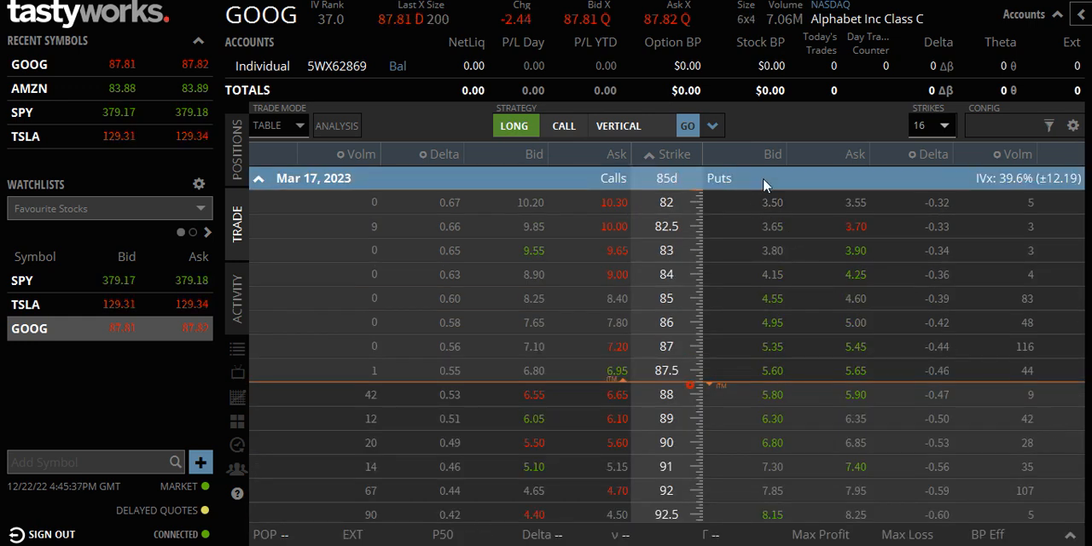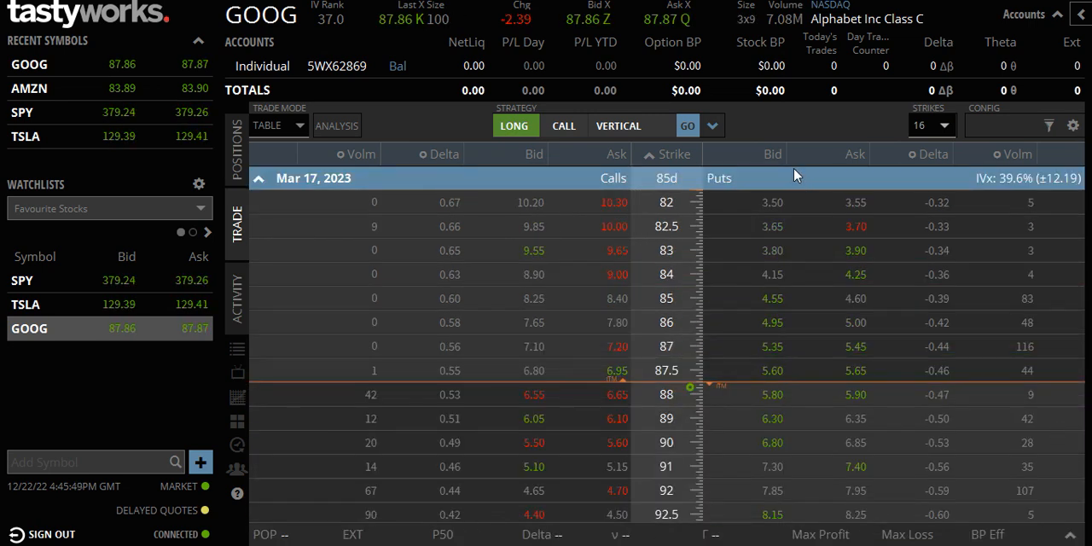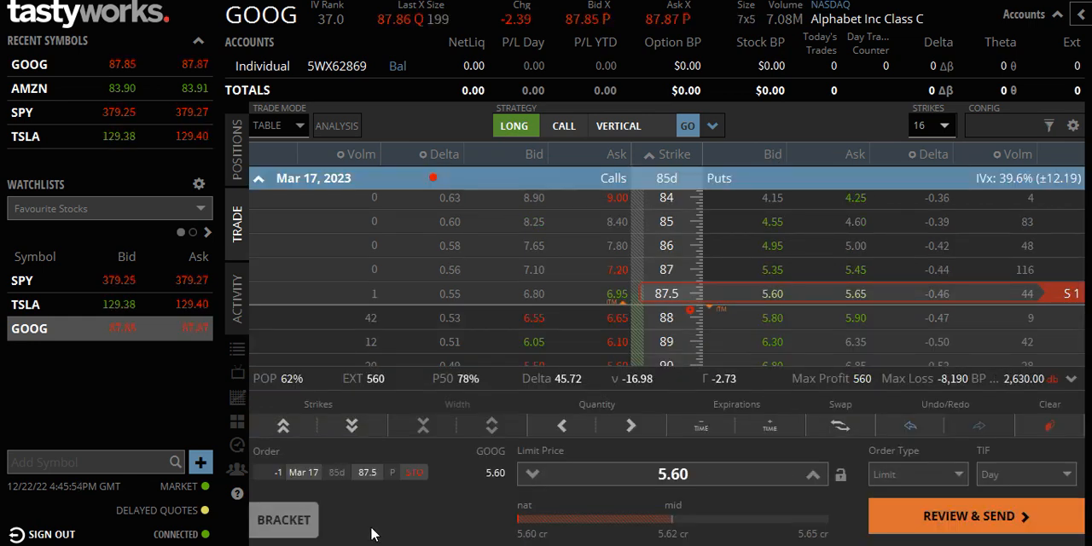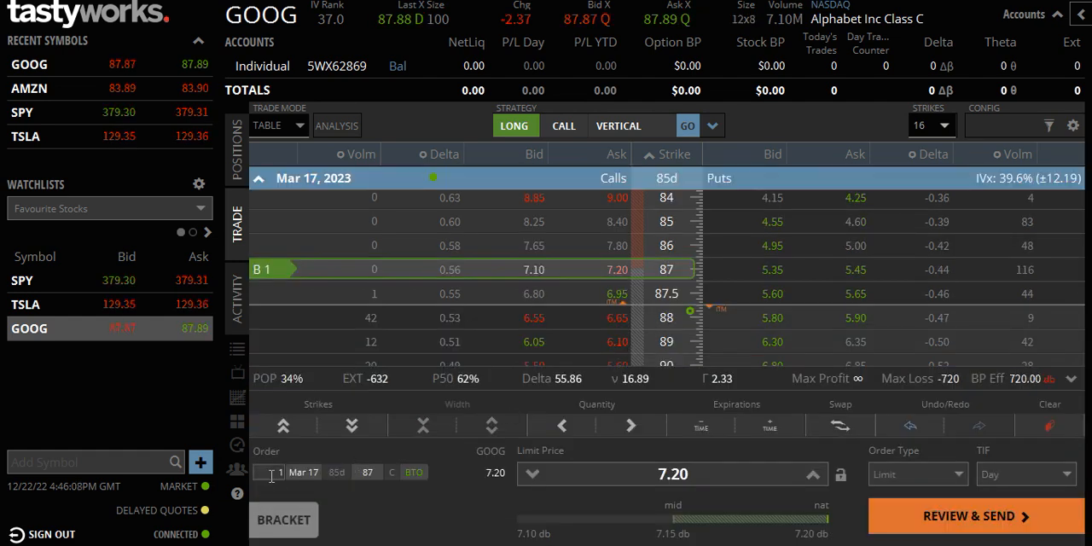And it's exactly the same for the puts. If you want to buy a put option, you click the price on the ask. And if you want to sell the put option, you click on the bid. And you'll know basically if you're buying a call or put. If you're selling a put or selling a call, there'll be a -1 there. If you're buying a call or buying a put, there's going to be just a positive number there.